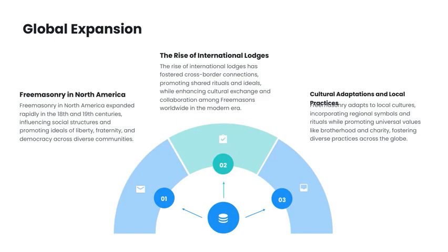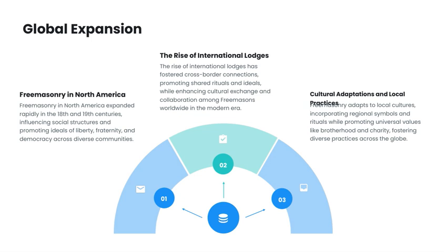Let's take a closer look at the global expansion of Freemasonry. In North America, Freemasonry grew rapidly during the 18th and 19th centuries. This growth had a significant impact on social structures, and it helped promote core ideals like liberty, fraternity, and democracy. These values resonated across diverse communities, shaping social and cultural development. Moving forward, the rise of international lodges has been another key development. These lodges foster cross-border connections, allowing Freemasons from different countries to share rituals and ideals. This not only strengthens the bonds within the fraternity, but also encourages cultural exchange and collaboration on a global scale.